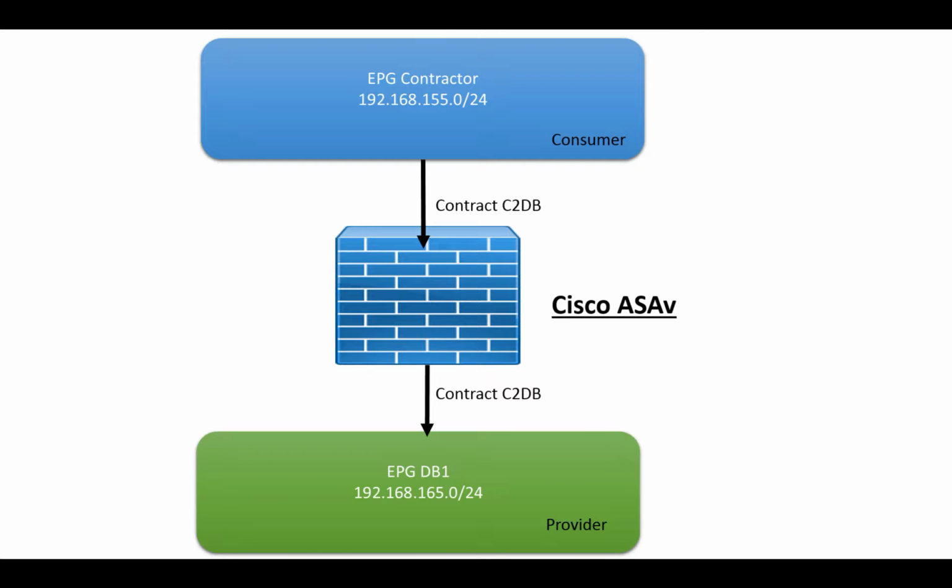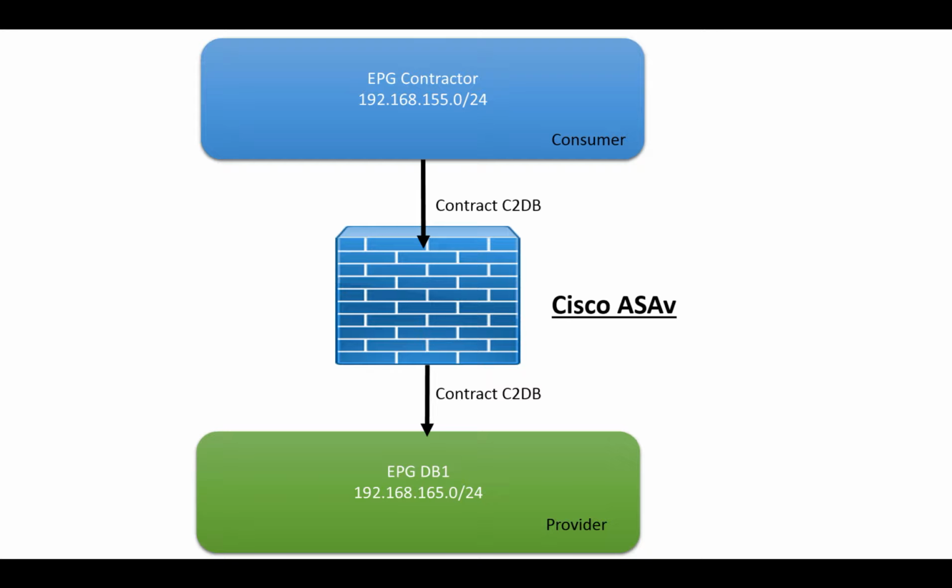In this video, we're going to look at inserting ASAV within a service contract between two EPGs. Primarily, you're going to have two EPGs, the EPG contractor and the EPG DB1. You're going to insert, using a service graph template, a firewall, which is a Cisco ASAV. They're also going to configure the VM and the firewall using a device package within the APIC controller.